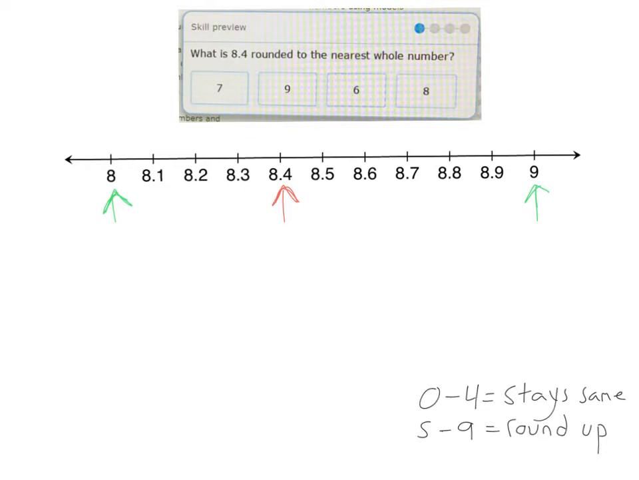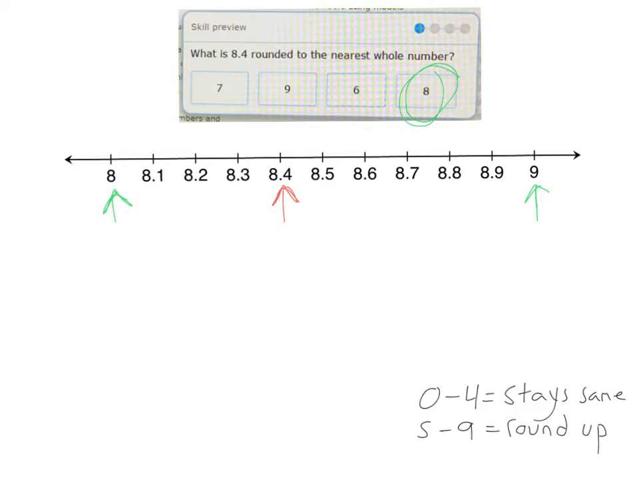7 and nothing. 9 and nothing. So our two whole numbers around 8.4 are 8 and 9. So I've thrown up a little number line here. I've indicated where 8.4 is, and you can see that 8.4 is clearly closer to whole number 8 than it is to whole number 9. So our answer is it is closer to whole number 8.